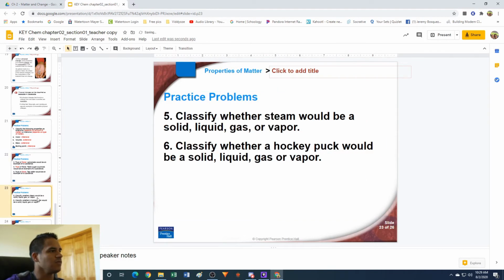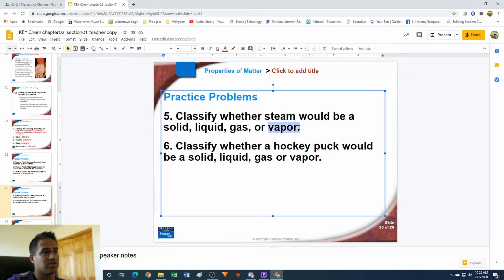It's not. All right. Number 5, classify whether steam would be a solid, liquid, gas, or vapor. So solid, liquid, gas, most of you obviously probably know how to determine that. A vapor, just to remind you, is something that's a liquid at room temperature, but it's in its gaseous form. So steam, of course, is water that is turned into a gas. Water is a liquid at room temperature, and steam, being in a gaseous form, would be considered a vapor, because a vapor, again, is any material that is a gas, but at room temperature would be a liquid. Okay, so that's a vapor.